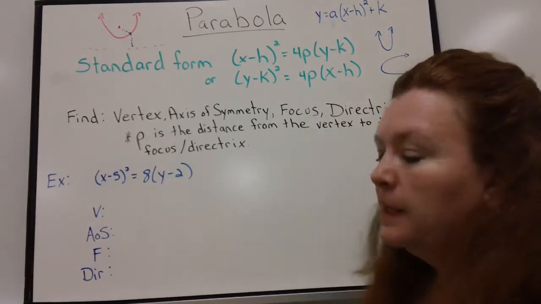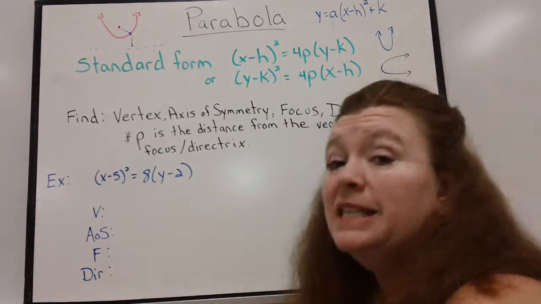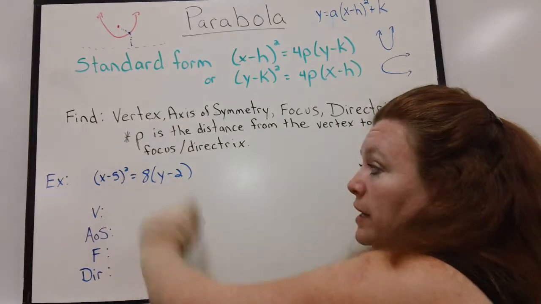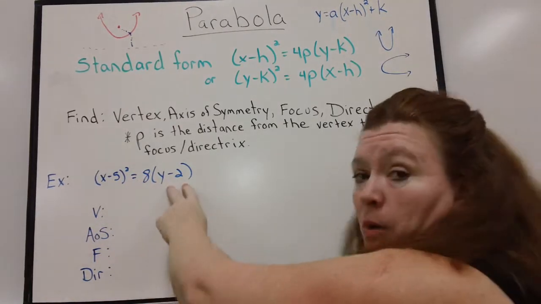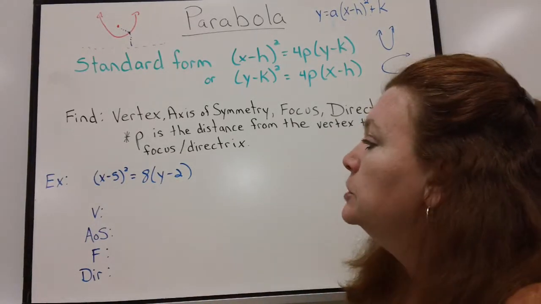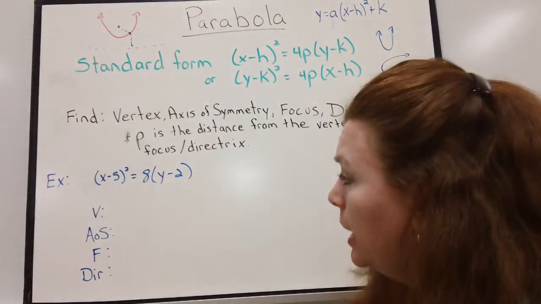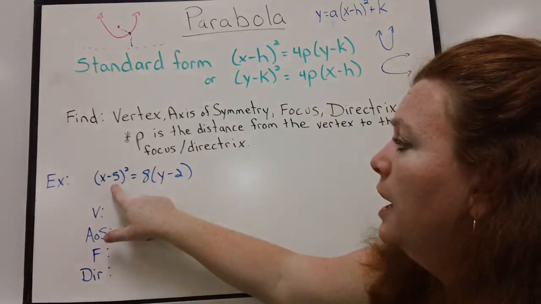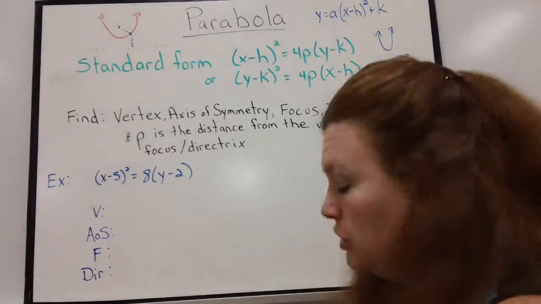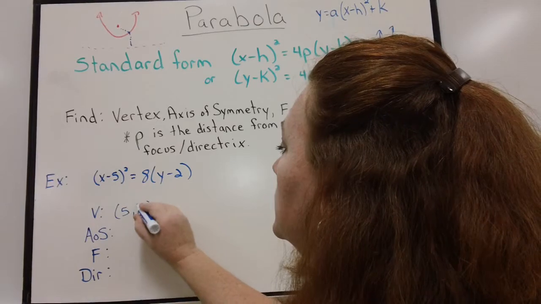All right, here's one of my parabola equations, and it's in standard form. I have x minus something squared equals my y is in a parenthesis, and there's a number on the outside. So it should be quick and simple to find the vertex. That, I hope, isn't too difficult. In the parentheses, do the opposite. So I have a positive 5 and a positive 2. So for my vertex, I'm going to put the point (5, 2).